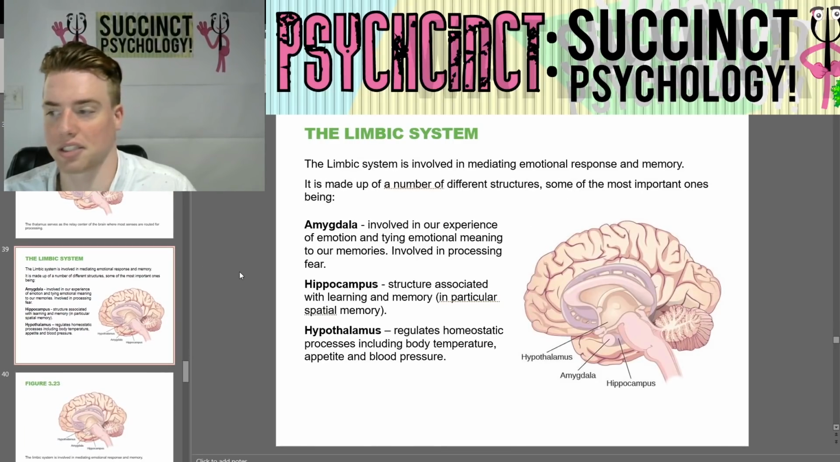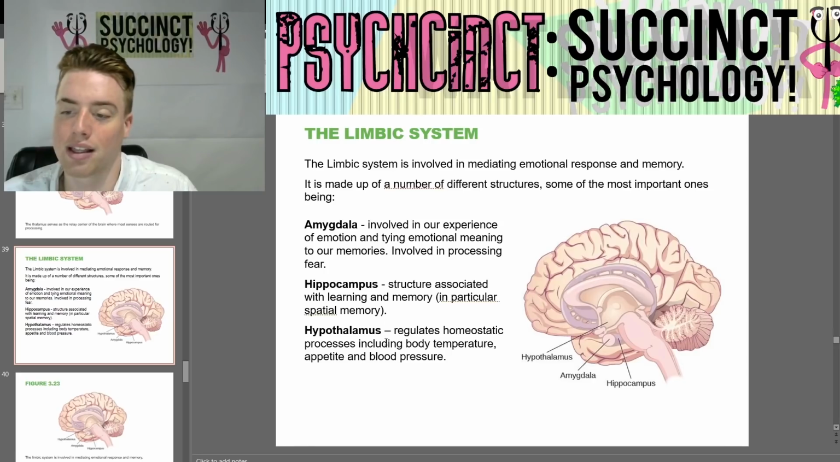Next, we have the limbic system. So the limbic system is involved in mediating emotional response and memory. It is made up of a number of different structures, some of the most important ones being the amygdala, which is involved in our experience of emotion and tying emotional meaning to our memories, involved in processing fear, the hippocampus, which is the structure associated with learning and memory, in particular spatial memory, and then the hypothalamus, which regulates homeostatic processes, including body temperature, appetite, and blood pressure.